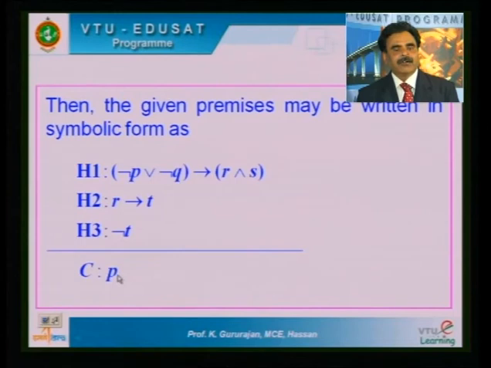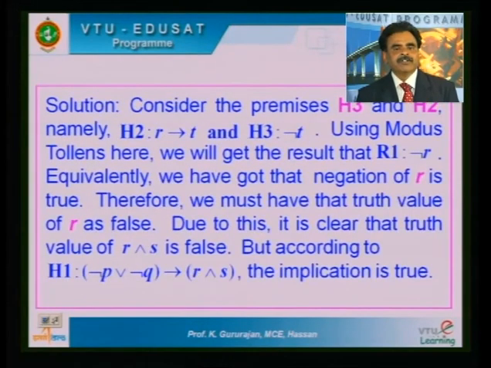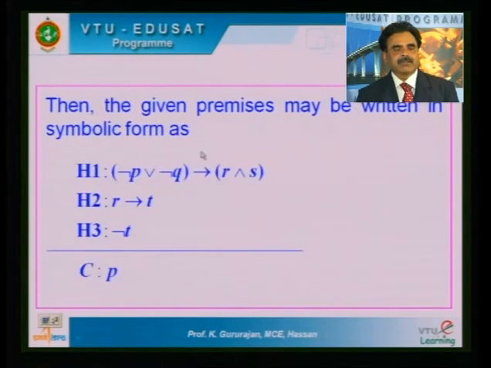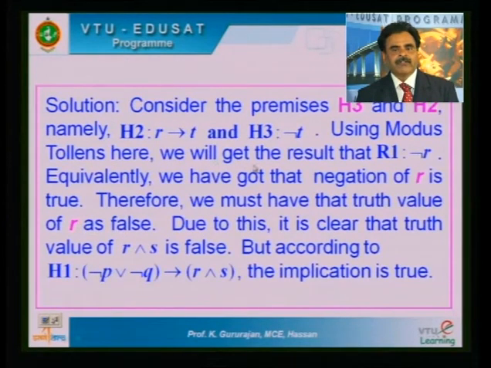Okay, we shall see how to use the rules of inference theory. We shall start with the second premise and the third premise, and apply the rule of modus tollens. R implies T is true. Now negation T is true. So therefore, by following modus tollens, I will get negation R is true. That is result number 1.